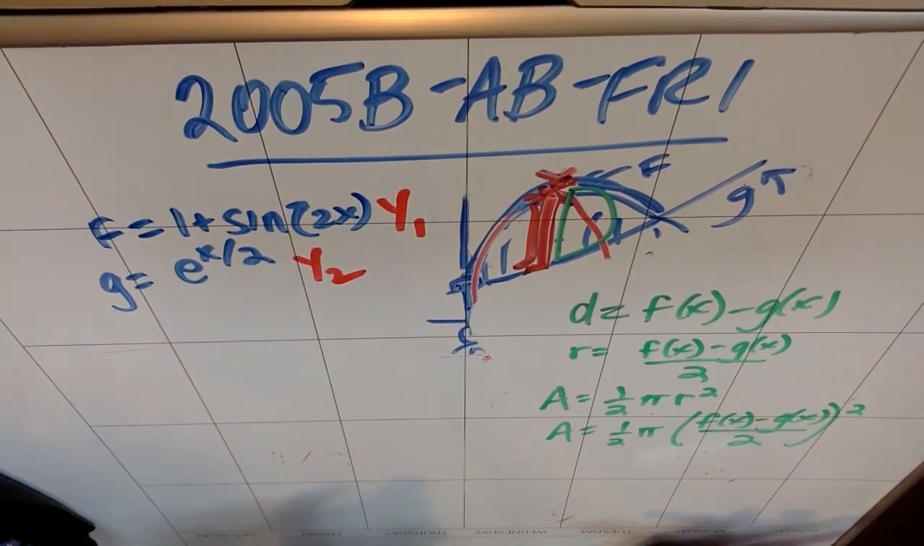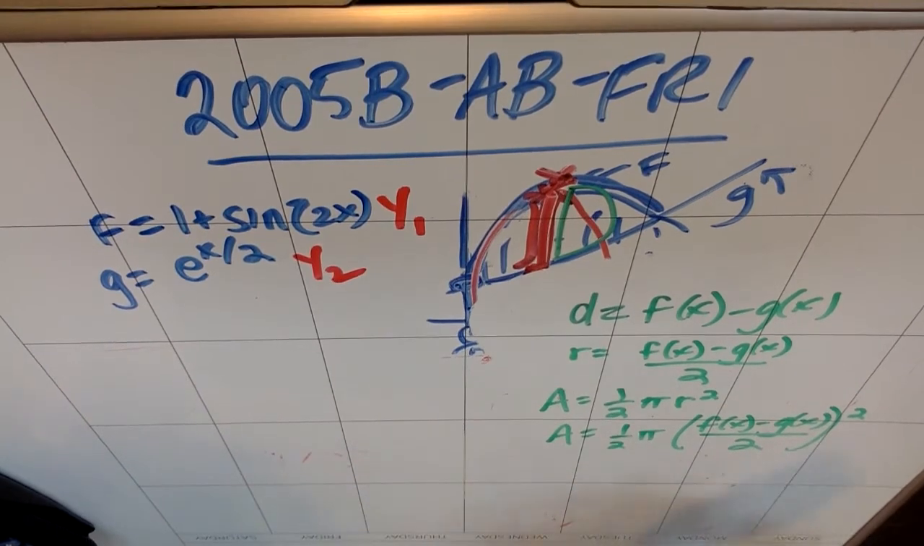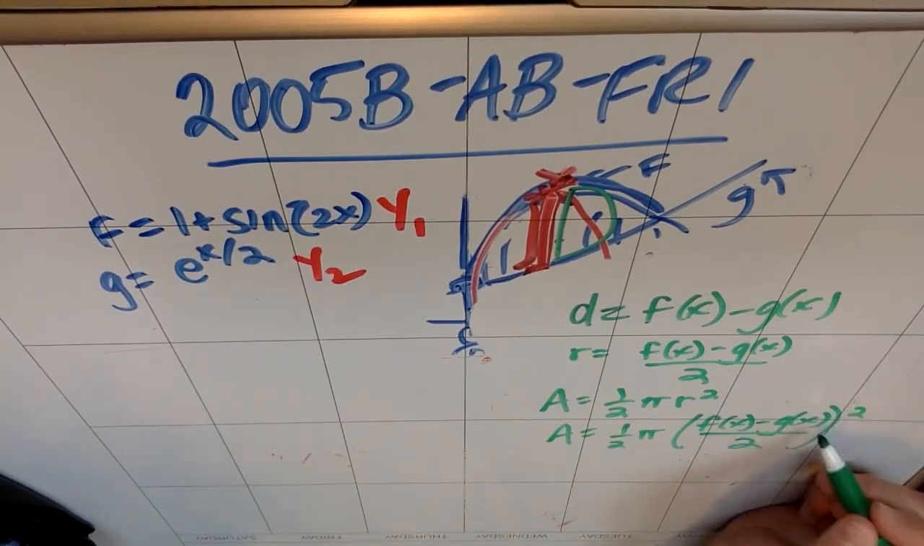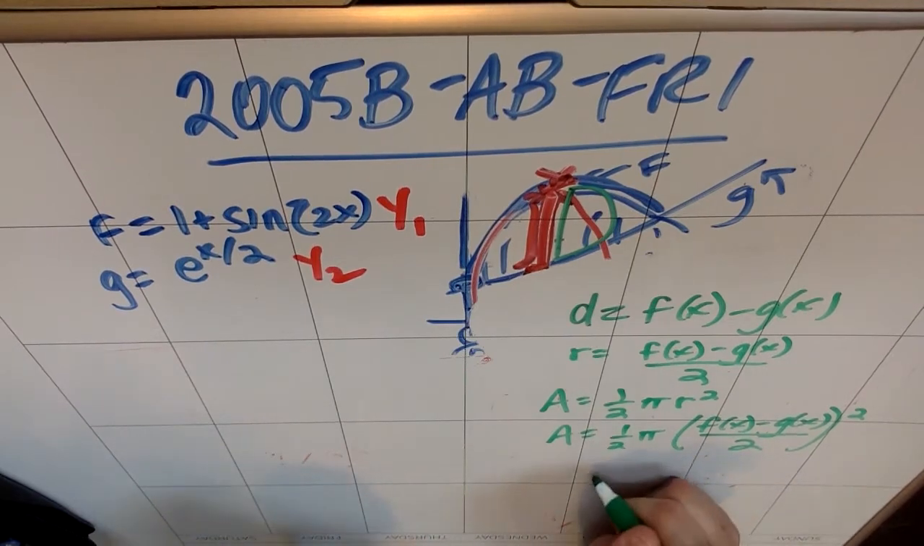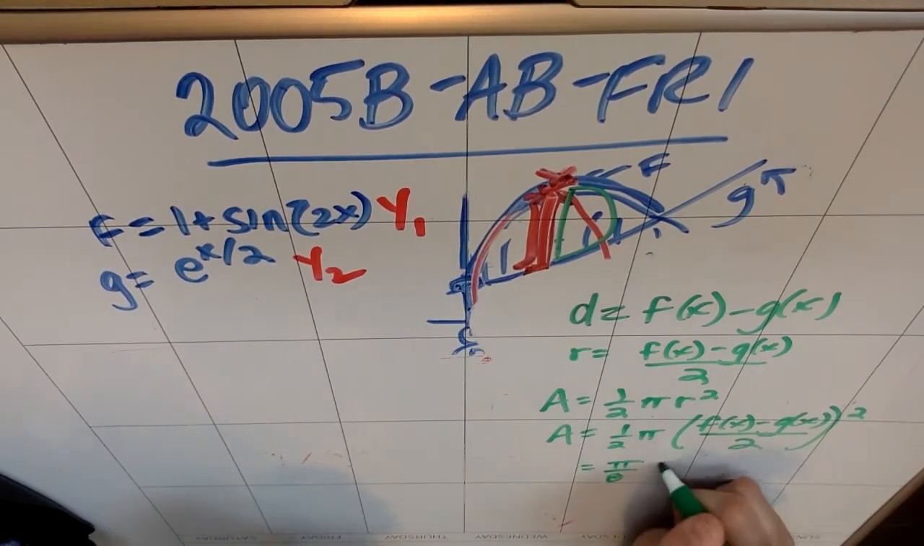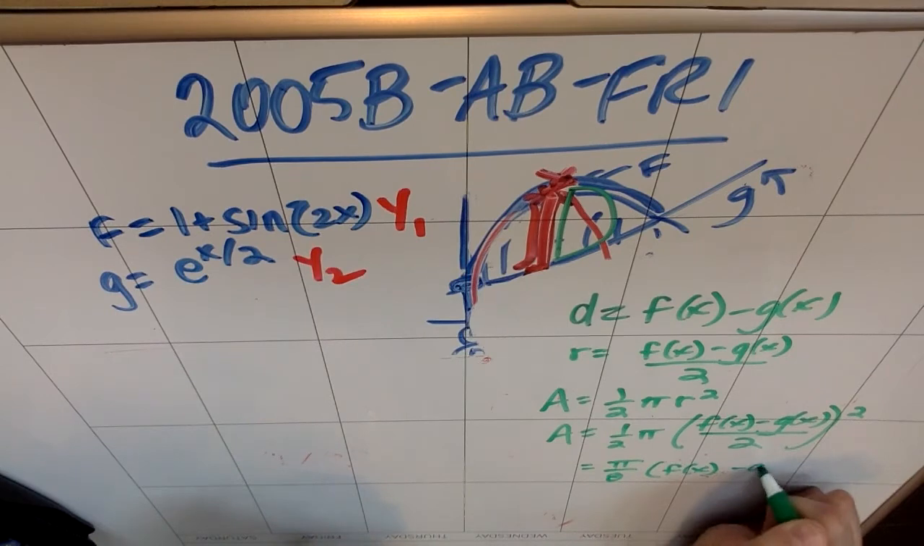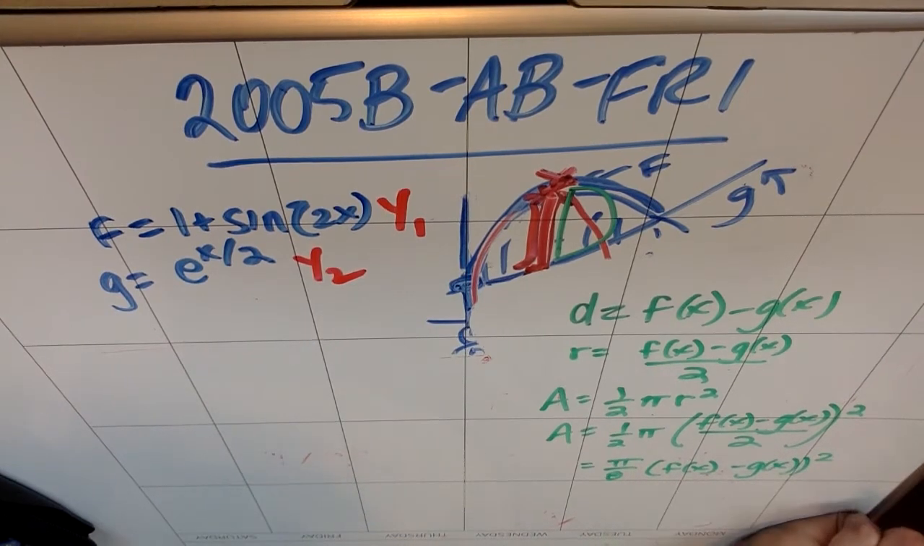You're the one typing it in a calculator, so how you feel comfortable typing it is entirely up to you. I would probably square these guys as a quantity and make this a 4. So I would probably make this a pi over 8 times this quantity squared. Notice this is the quantity squared, not the individual function squared.